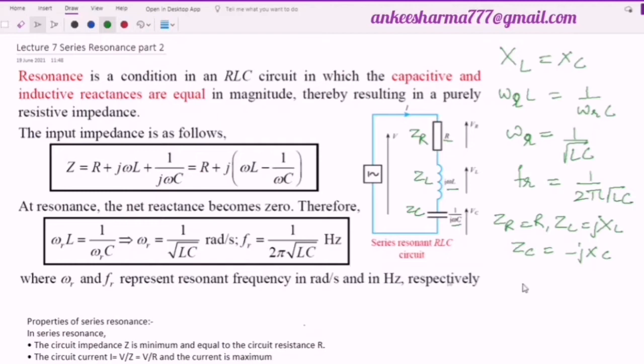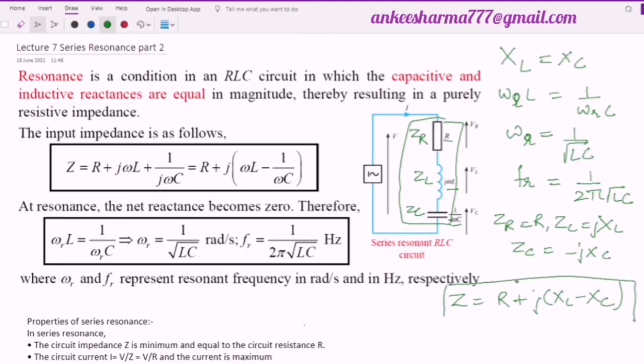So we have already discussed. From here, I can say that the combined impedance of this circuit, which is a combination of ZR, ZL, and ZC, can be represented as Z equals R plus j of XL minus XC. So this is important. This is the combined impedance of a series RLC circuit. But when we discuss resonance, XL will be equal to XC, or we can say that the imaginary part will be equal to 0, and we get only the resistive part, or only resistance will be there.